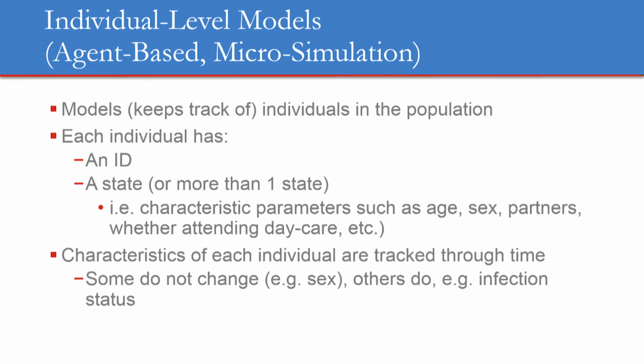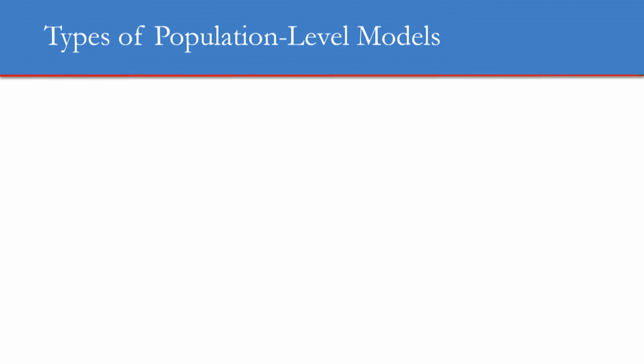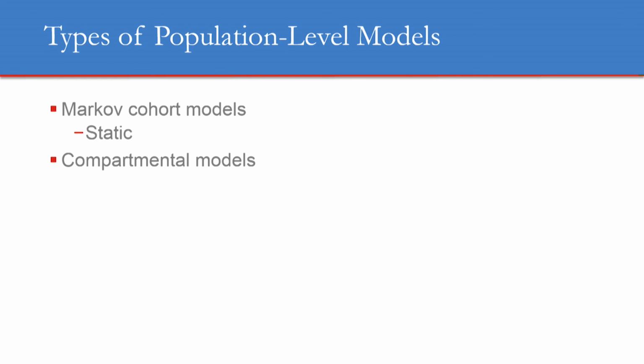Some of the characteristics, such as disease stage, may change as individuals get well or die, while others, like sex, will not change. The following models can be characterized as population-based models. Markov cohort models. Typically, these models are static. Another type of population models is compartmental models. In contrast to Markov models, compartmental models are dynamic models.